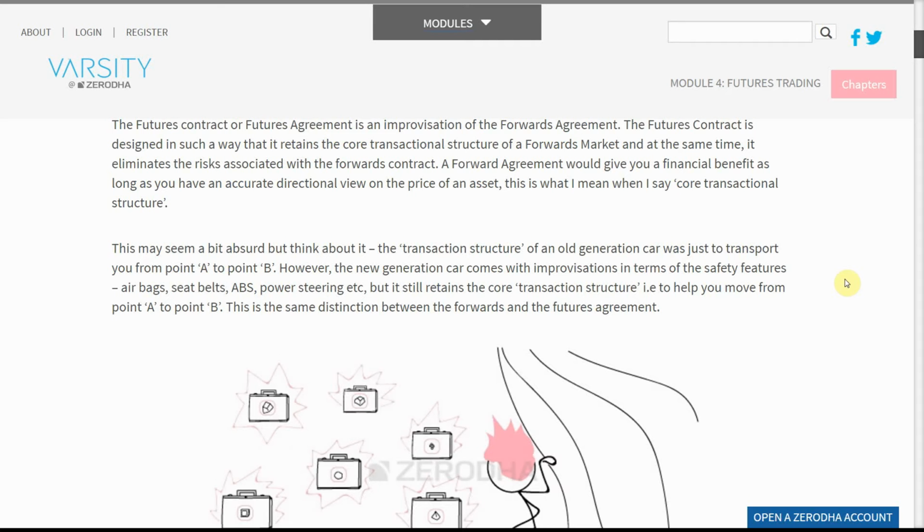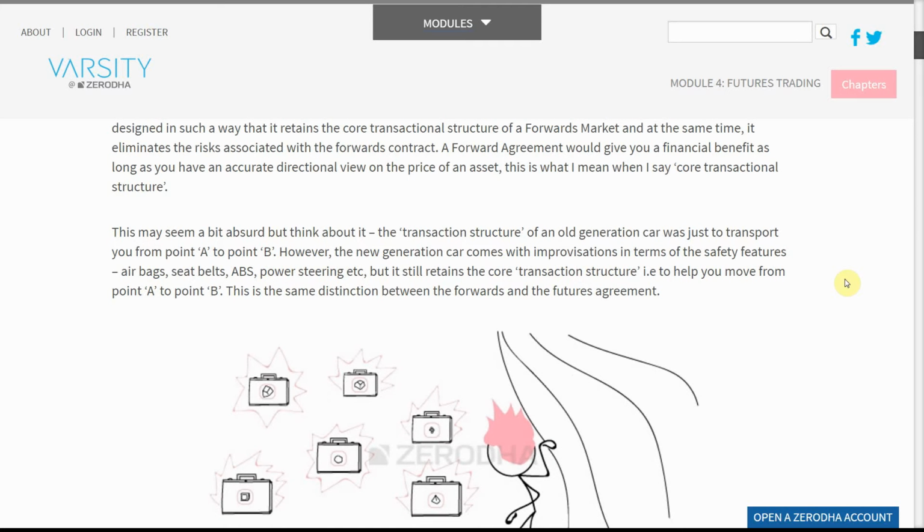This may seem a bit absurd, but think about it. The transaction structure of an old generation car was just to transport you from point A to point B. However, the new generation car comes with improvisations in terms of the safety features: airbags, seat belts, ABS, power steering, etc. But it still retains the core transaction structure, i.e. to help you move from point A to point B. This is the same distinction between the forwards and the futures agreement.